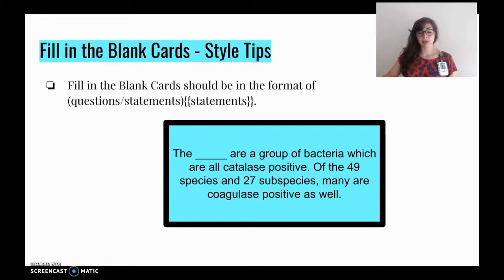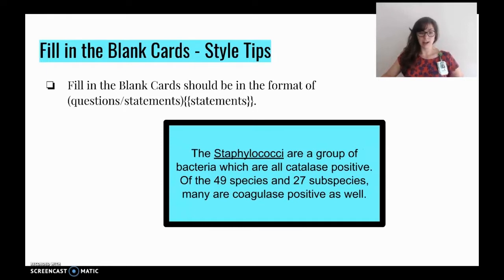Fill in the blank cards should be in the format of statements, not questions. So this example is pretty straightforward. The blank are a group of bacteria which are all catalase positive. And of the 49 species and 27 subspecies, many are coagulase positive as well. As you can see, 2 statements and one blank. And of course the answer is the Staphylococci. All right. I don't think that requires any more explanation. It just makes sense. They should be statements, not questions. Moving on.